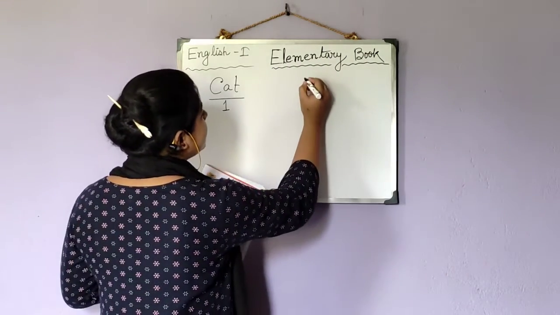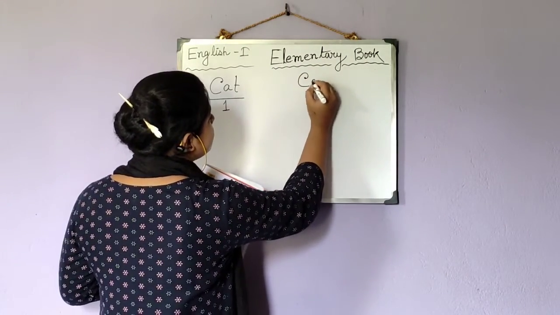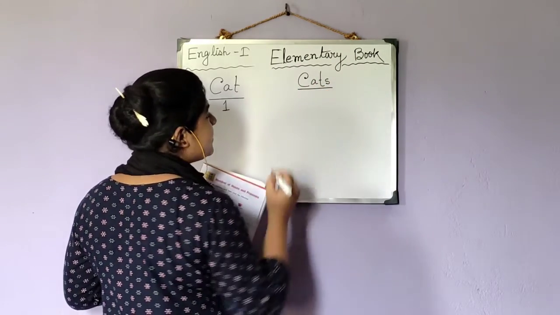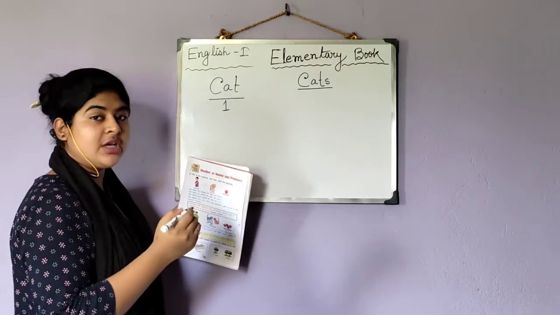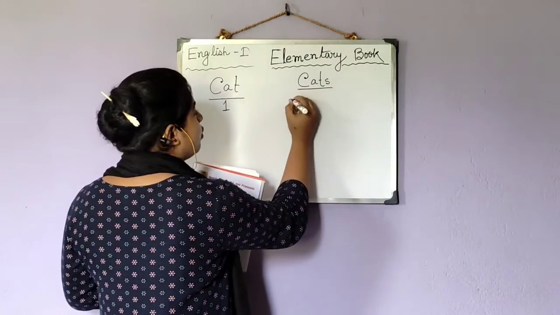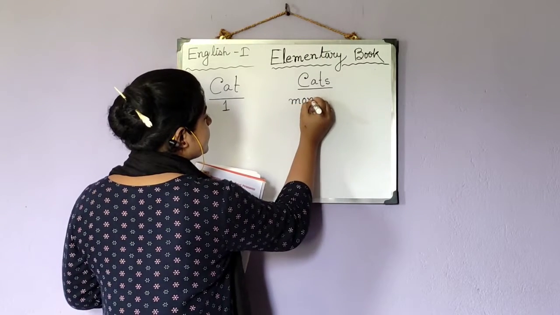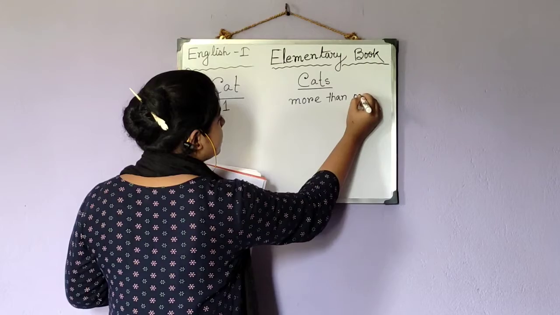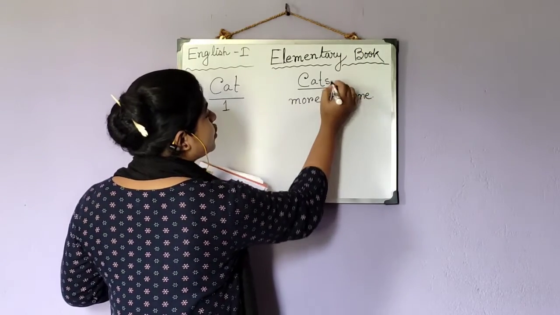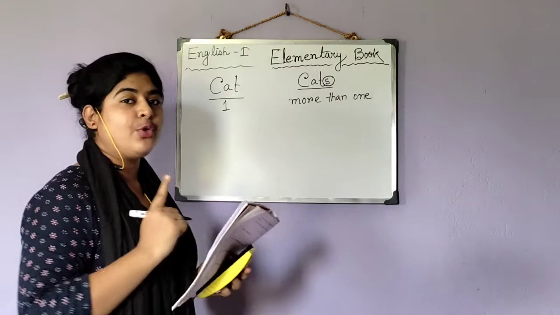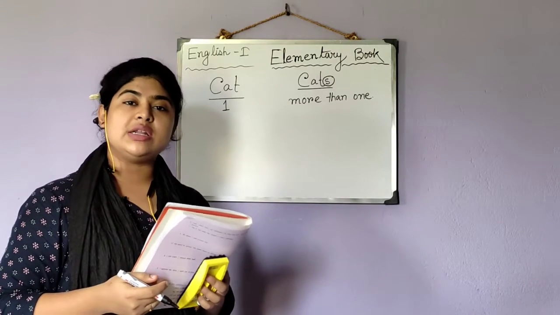But similarly, if I write C-A-T-S, what does it mean? That means I am talking about more than one cat. More than one. So the S is telling us that I am not at all talking about one cat.